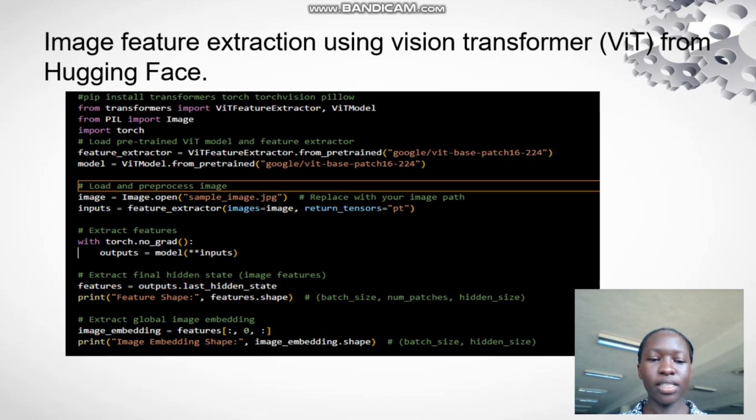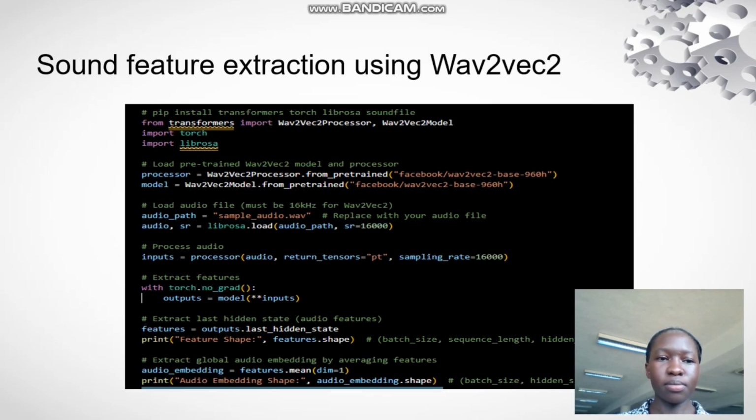And then for the batch size as our output, we shall have one image. Since our input is one image, our batch size will be 1. And for the num patches, that's the image patches I've talked about, how many patches the image has been divided into for analyzing. And then we also have the hidden size, which is set by default, which is 768.